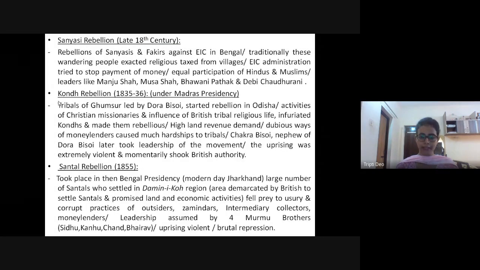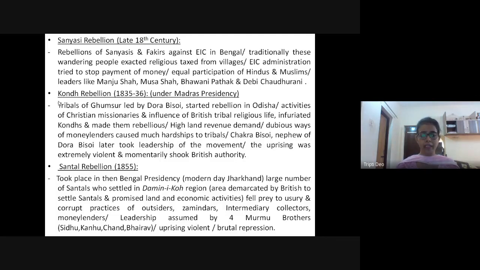And there's a lot of other detail that you can look at. But one significant point that you should remember is that in both the sannyasi and fakir rebellions, there was equal participation of Hindus and Muslims. Leaders like Manju Shah, Musa Shah, Bhavani Pathak, Devi Chaudhurani. So these were the important figures in the sannyasi and fakir rebellion in late 18th century Bengal.